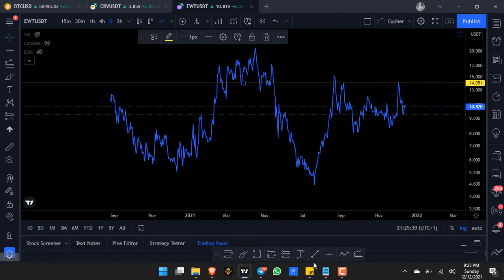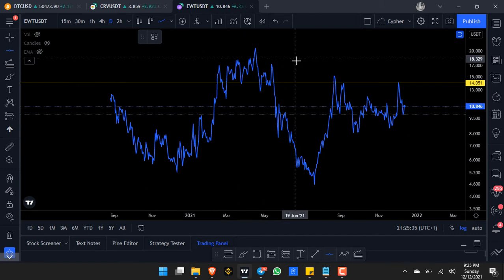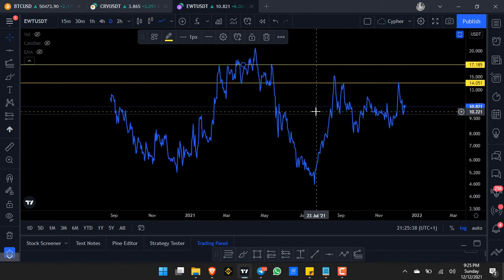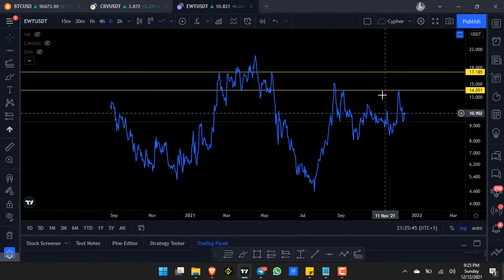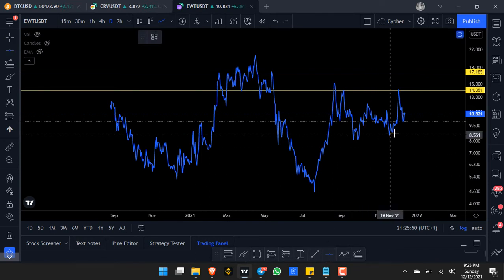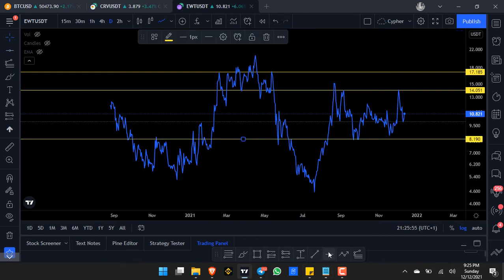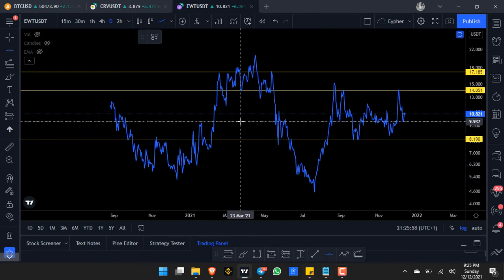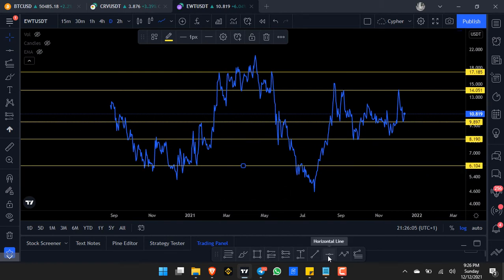You can easily place your horizontal line above every peak that you see that has more than one contact. By more than one contact, I mean you have seen this here, you have seen this here. So automatically this is a resistance. You have seen this here, you have seen this here, this is a resistance. So the same thing, you can just keep plotting it that way. We are using the horizontal line tool.